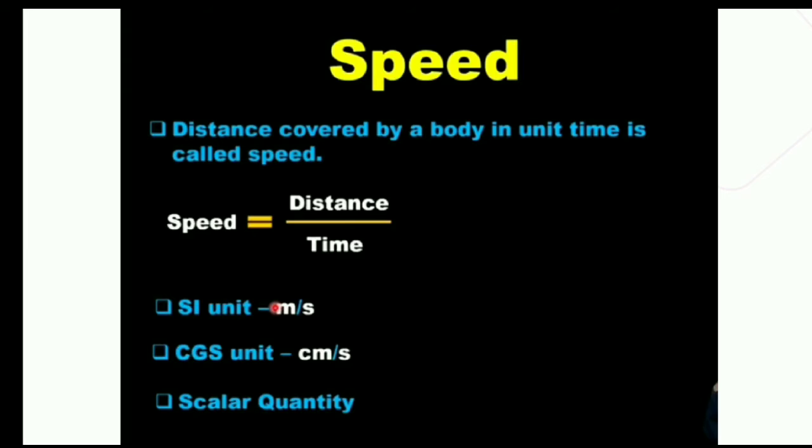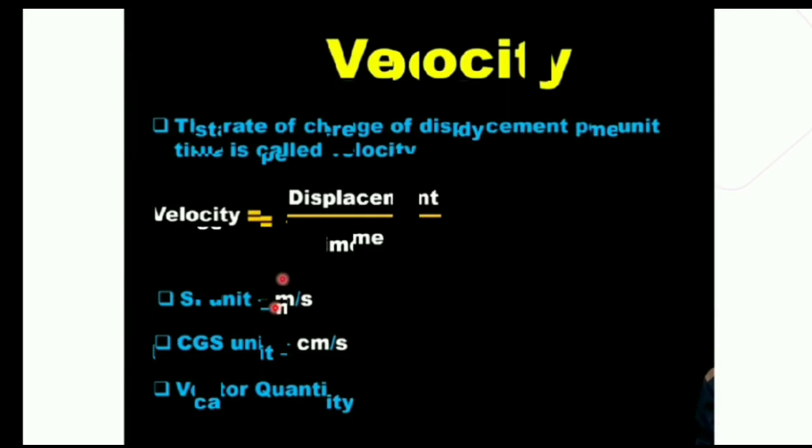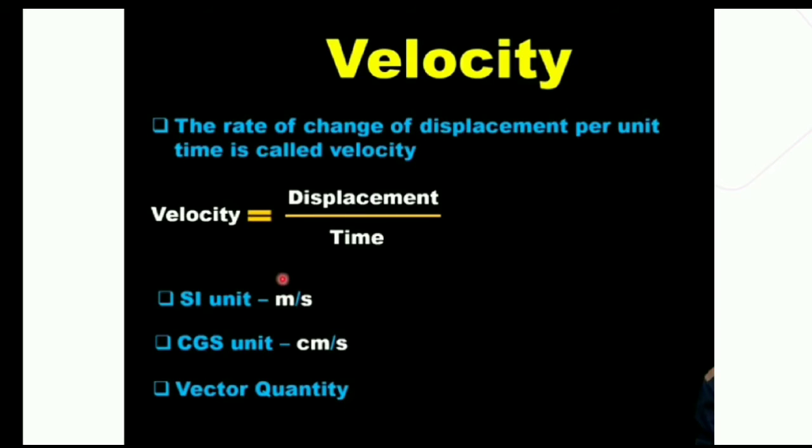The formula for speed is equal to distance upon time. Since distance and time are scalar quantities, therefore speed is also a scalar quantity. Next is velocity. The rate of change of displacement per unit time is called velocity. That means if there is a change, the rate of change in the displacement per unit time is called velocity.